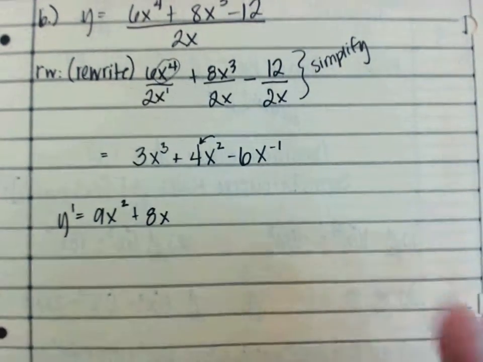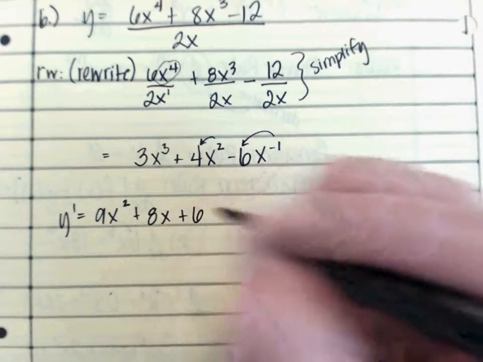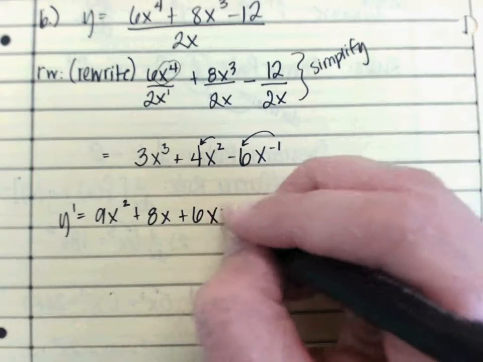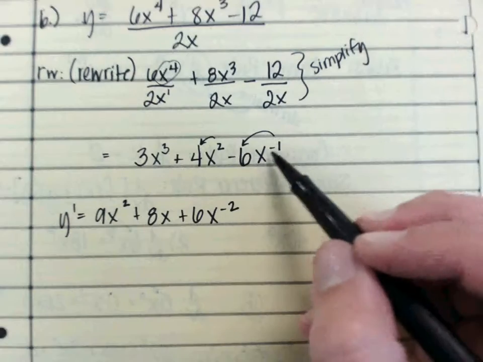Last one, multiply the negative 1 by the negative 6. What do you get? 6. X to the what? 0? Negative 2. Okay, because remember, if I minus 1 more from negative 1, I get minus 2. Good? Wait, how do you get the negative 2? Because it's minus 1 from minus 1.